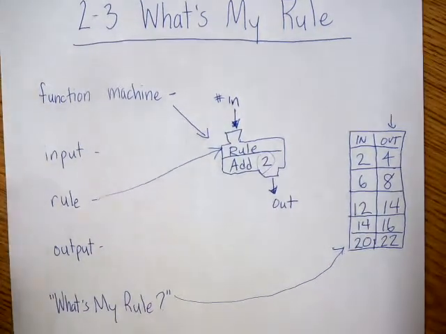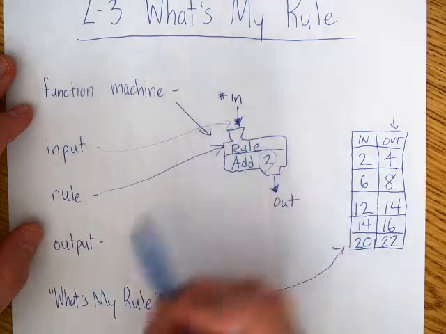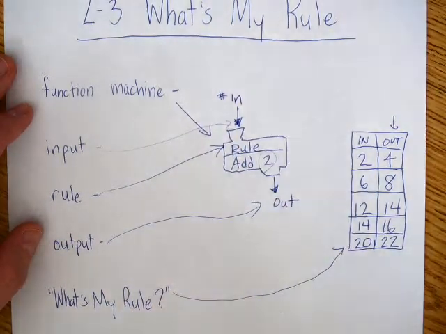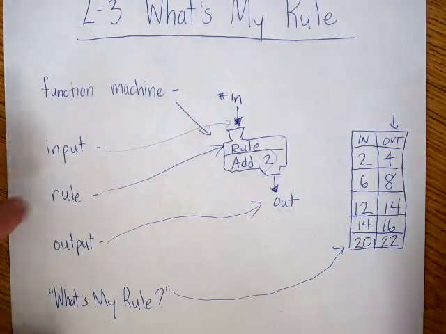The number that we put in is called the input, and the number that comes out is the output. That's the vocabulary for these function machines.